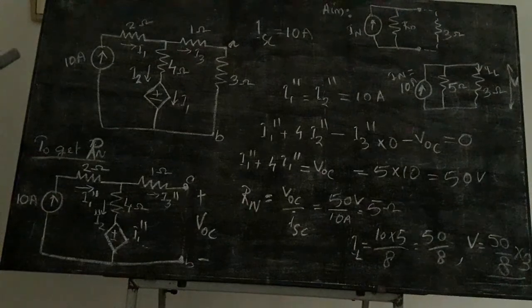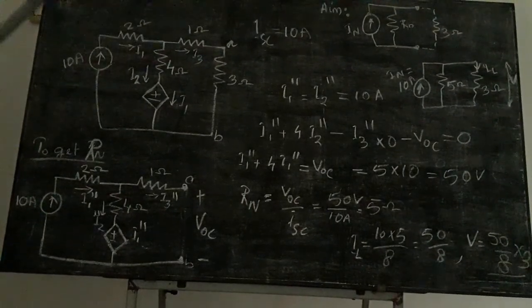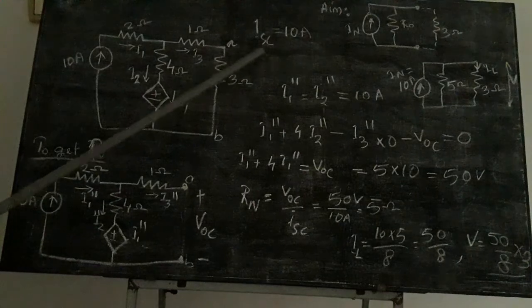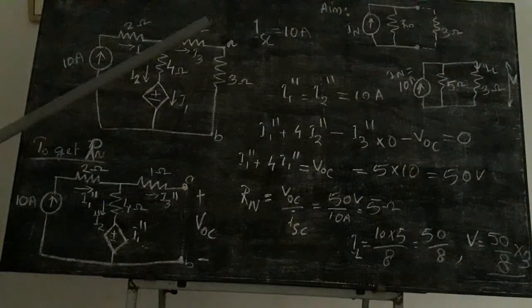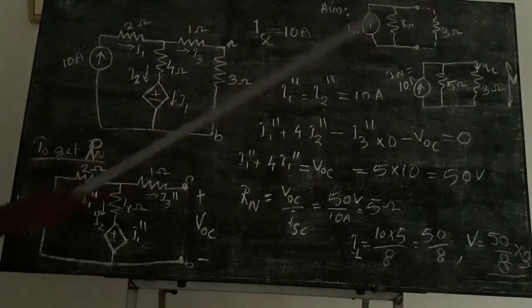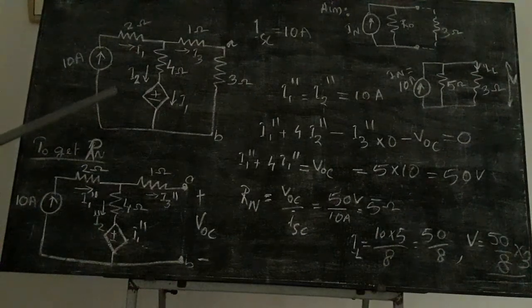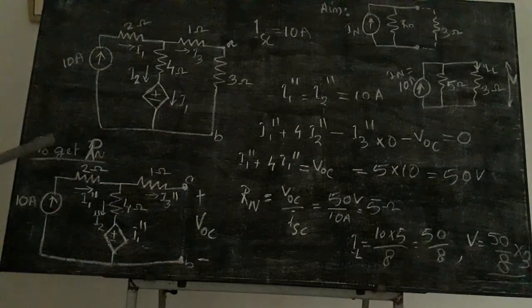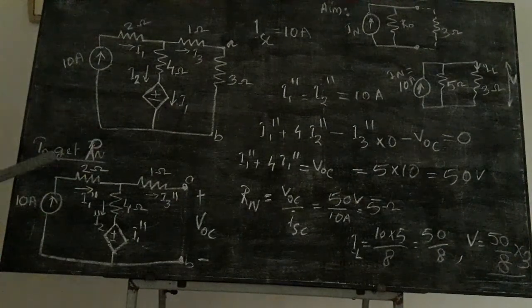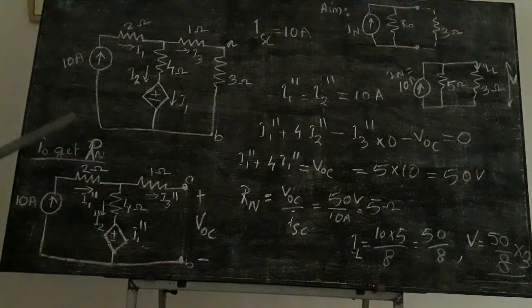In the first step, we calculated the Norton equivalent current ISC equal to 10 ampere. Now, our aim is to calculate what is RN. To get RN, I draw the circuit. Here in the original circuit, there is a dependent source. So, to get RN, we have to get VOC and ISC together. If no dependent source, the step will change. That I will discuss in the next problem. Okay. To get RN, we want VOC and then ISC.